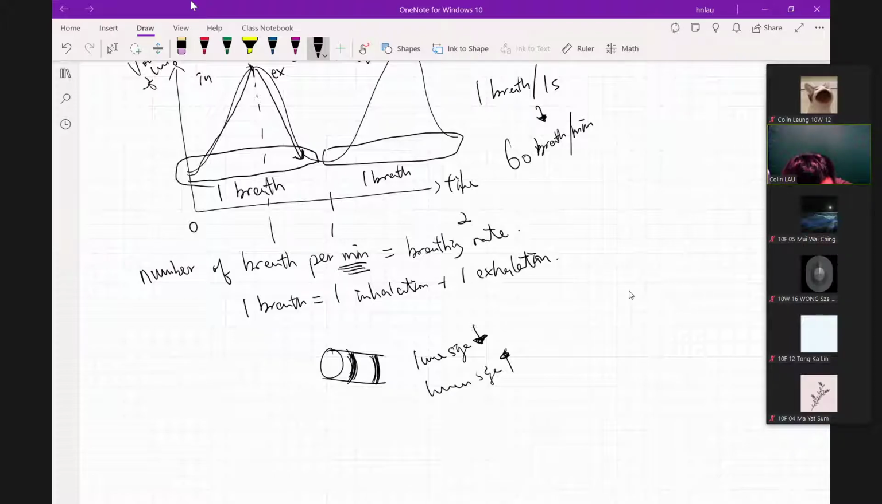But for being elastic, the elastic tissues is to allow the whole lungs to be able to expand to a greater volume. Right?